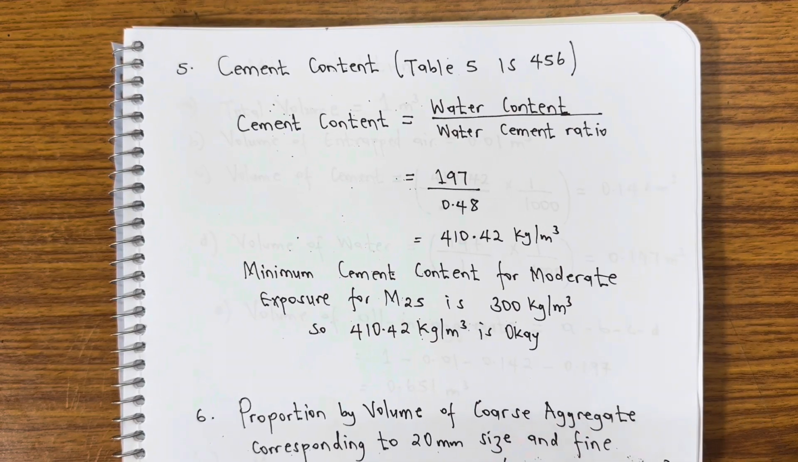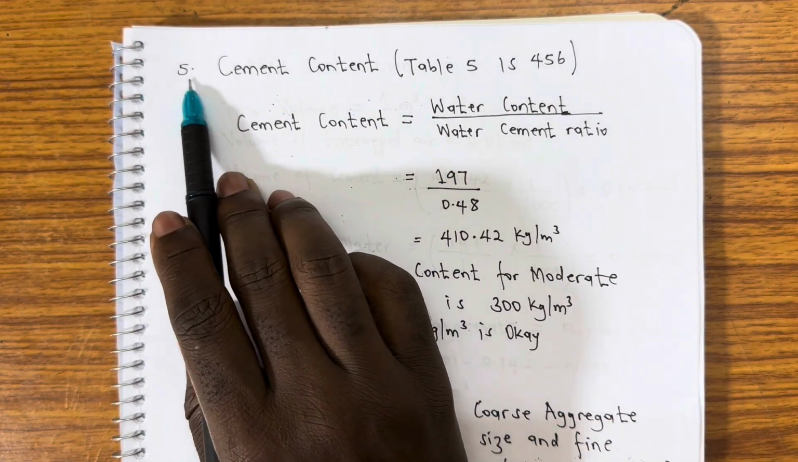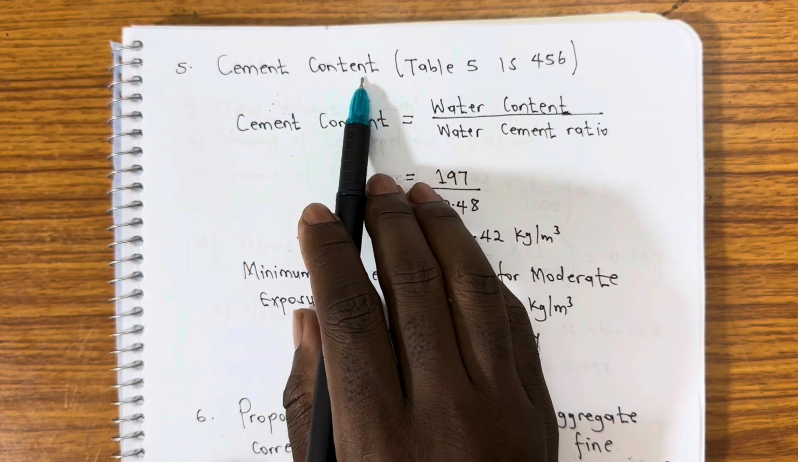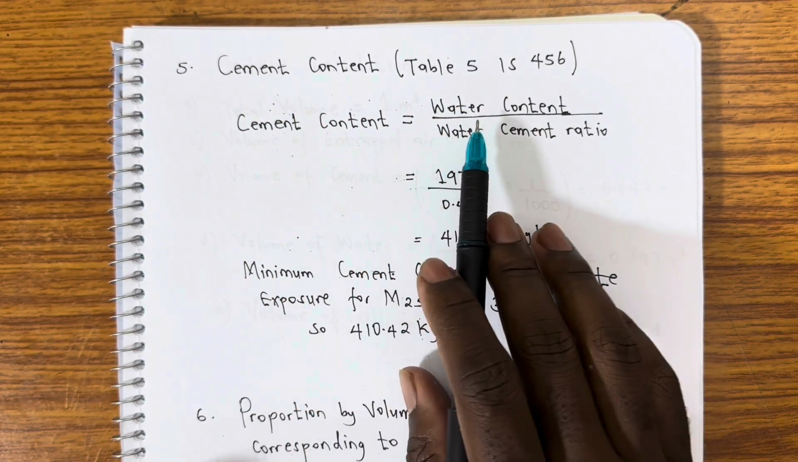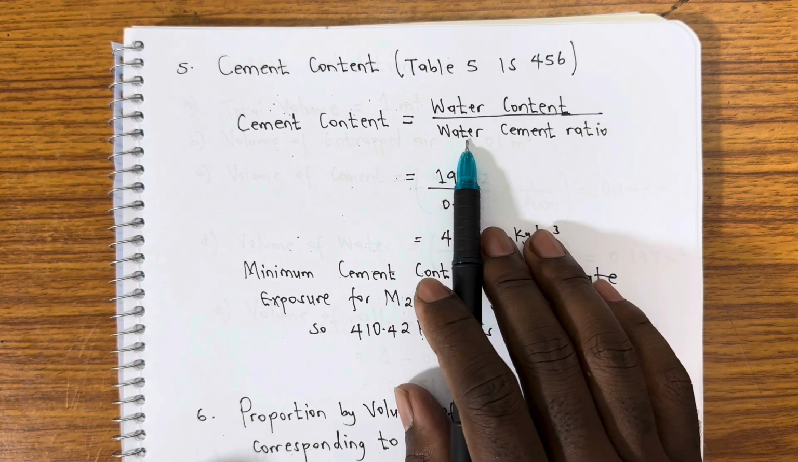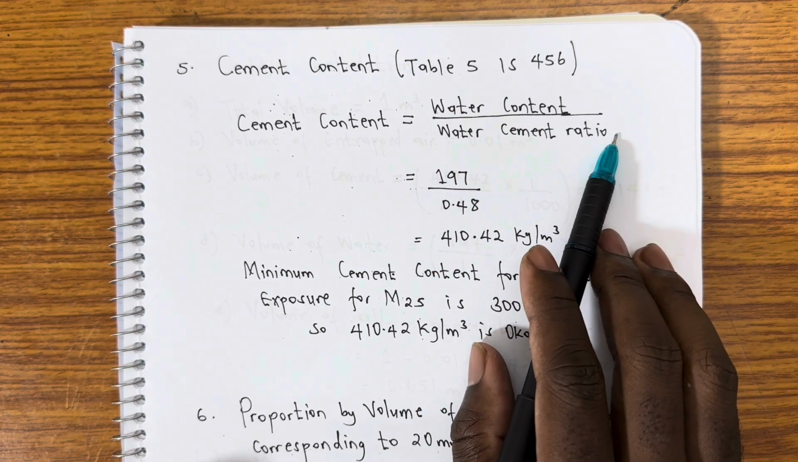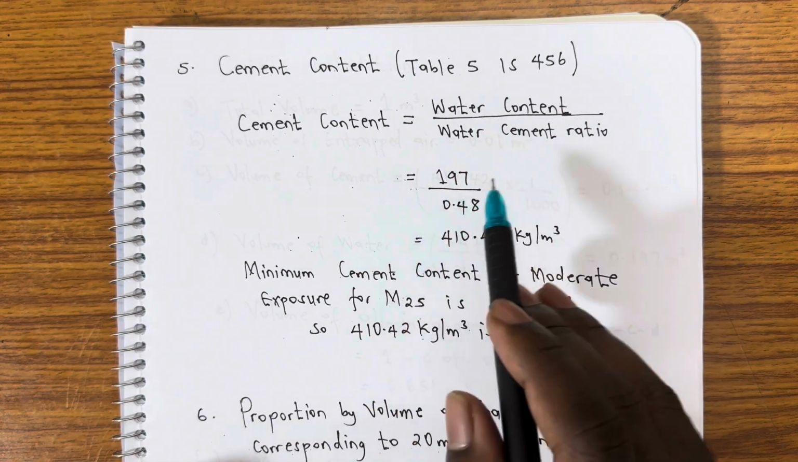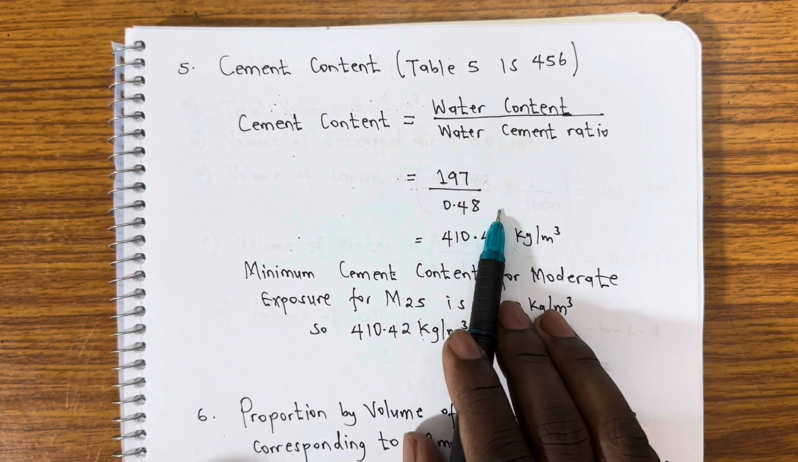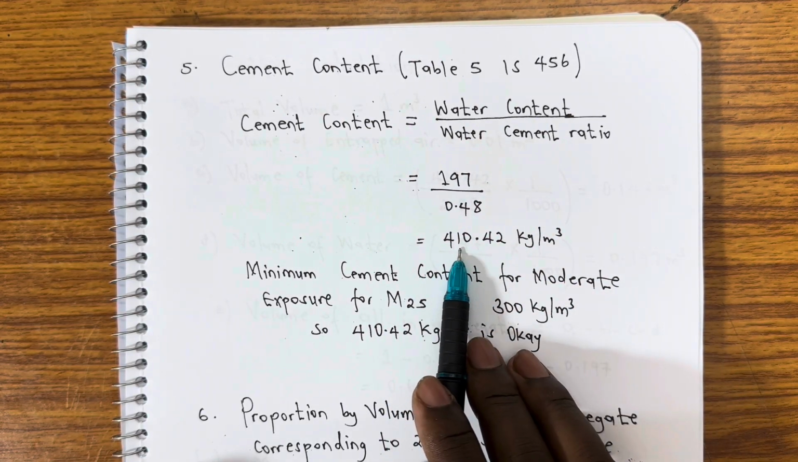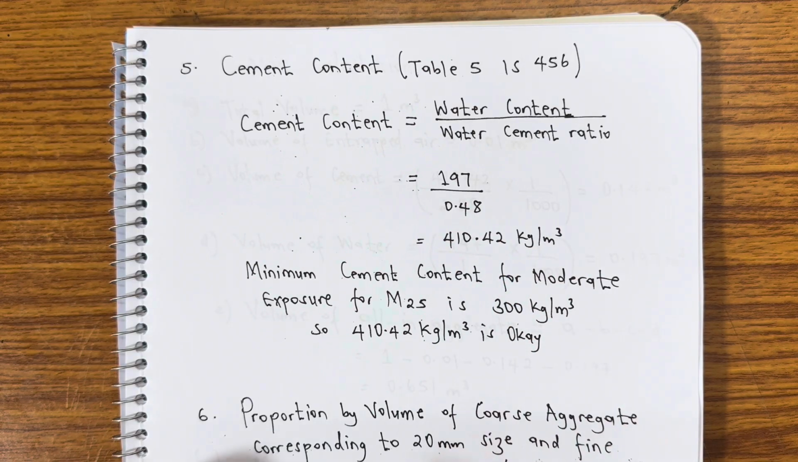So in part number 5, we are looking at cement content, and according to table 5, the cement content is given by the water content divided by the water cement ratio. We have got both of them. Water content is 197 and water cement ratio is 0.48. So when you divide this, the answer is 410.42 kilogram, and this is also per cubic meter.